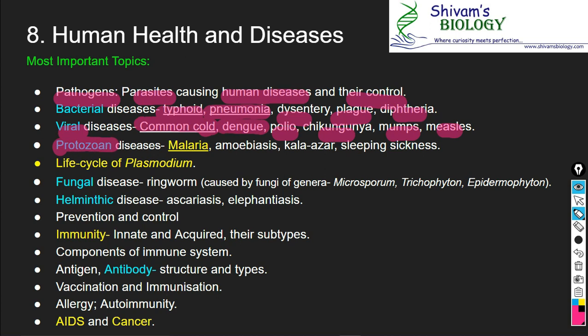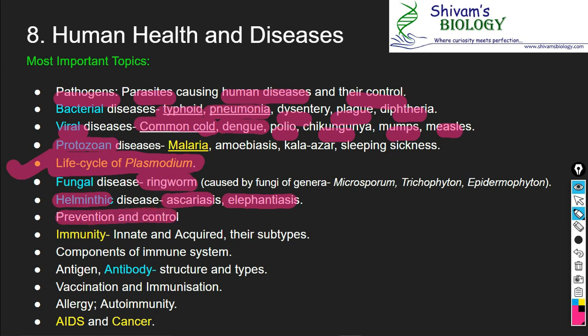Protozoan diseases like malaria, amoebiasis, etc. Life cycle of Plasmodium is very important for board exam as well as NEET exam. It's a very important topic, life cycle of Plasmodium. Fungal diseases like ringworm, important. Helminthic diseases, ascariasis, elephantiasis. Prevention and control of diseases.